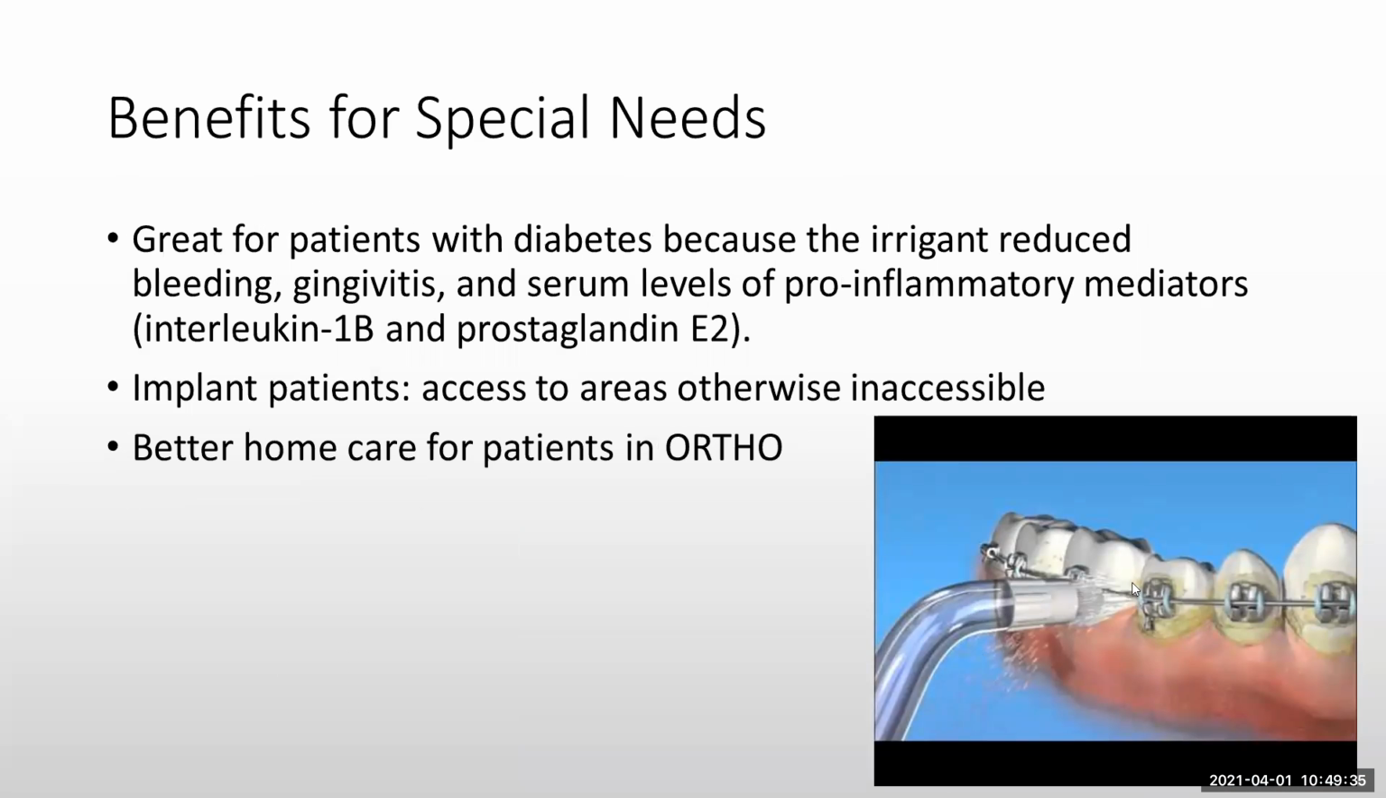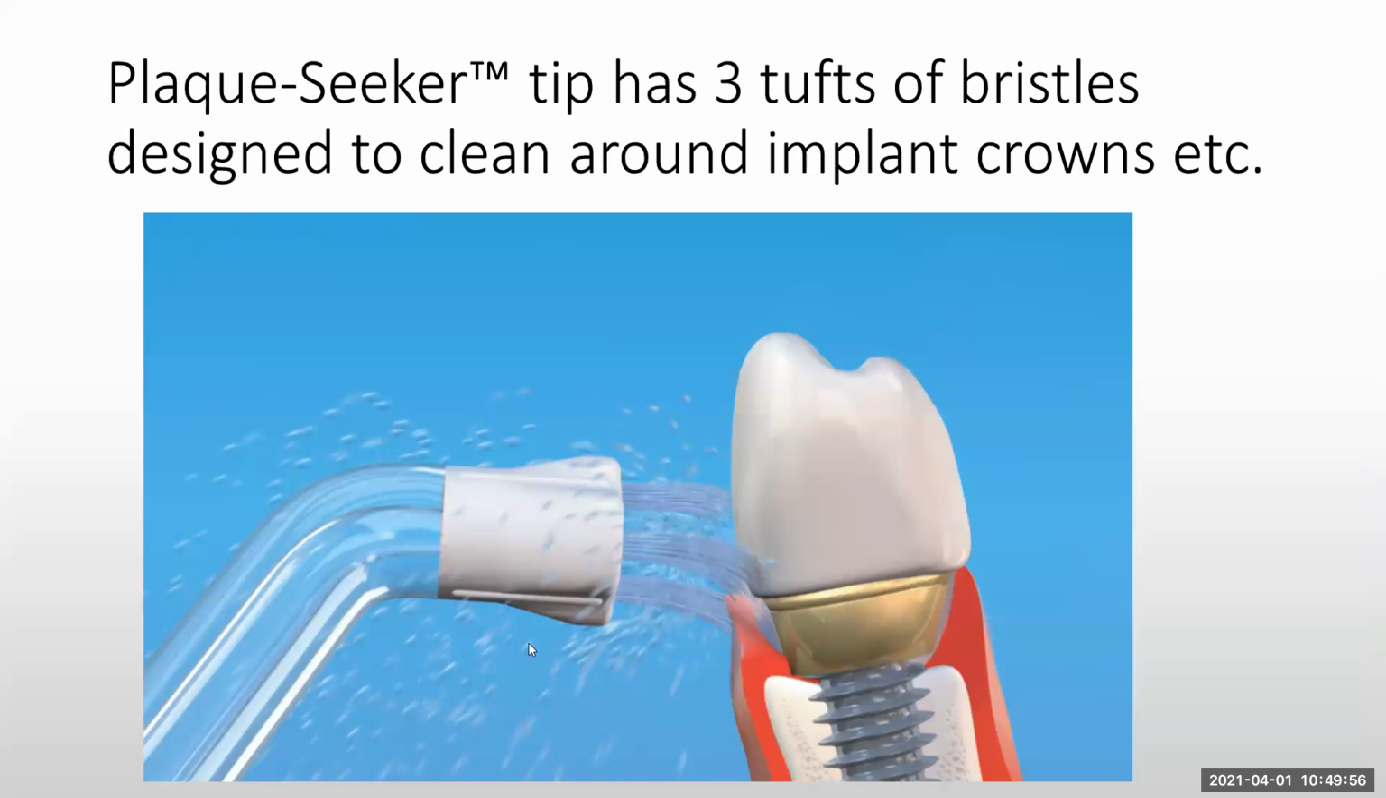So Waterpik has nice brushes that you can add as well for special needs. It almost looks like a little end-tuft brush with water coming out and then a little brush. It's great for cleaning around ortho and around implants. Plaque Seeker, little brushes. Oral-B has brush tips similar to this too, but they don't have the water jet device.